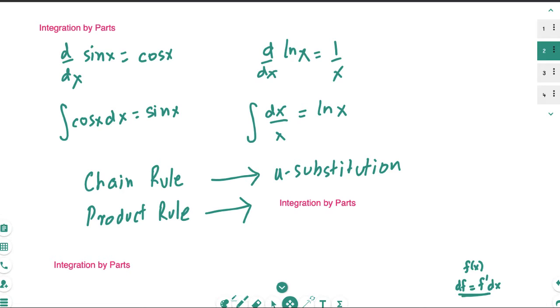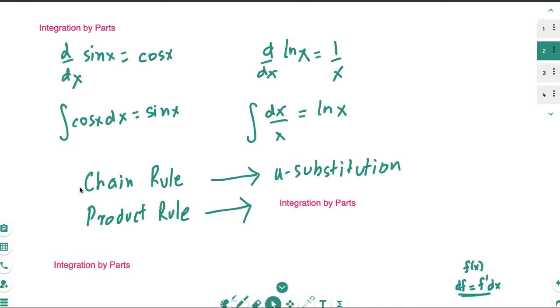We are going to learn about a new method of integration known as integration by parts. Every differentiation rule has a corresponding integration rule. For example, we know that the derivative of sine x is cosine x, which means that the integral of cosine x would be sine x. Similarly, the derivative of natural log of x is 1 over x, so the integral of 1 over x would be natural log of x.